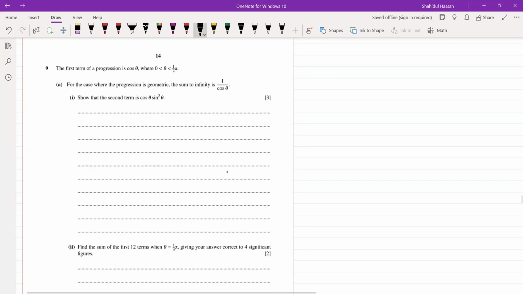Let's go to question number 9. For 9, question number 1. Show that the second term is cos theta sine square theta. We have information given. The sum to infinity is given, and this is the first term of the progression. Now from this given information, we know that sum to infinity has a formula, and the formula for sum to infinity is equal to a by 1 minus r, and this should be equal to 1 by cos theta for this problem. Now the question says the first term of the progression is cos theta, so a will be replaced by cos theta.